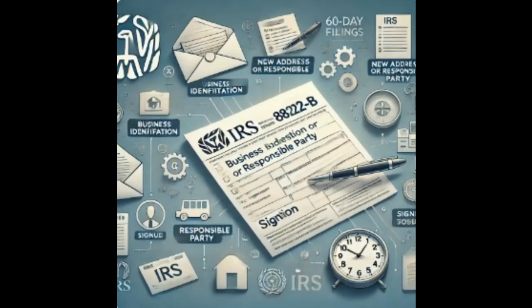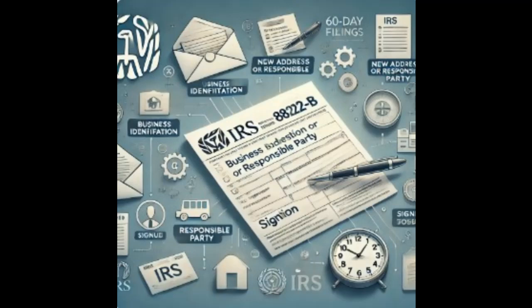When to use Form 8822B. Change of business address: if the business has relocated to a new physical or mailing address. Change of responsible party: when the individual or entity responsible for controlling, managing, or directing the business changes, e.g., a new CEO, partner, or trustee. For most entities, the responsible party is the person who has significant control over the company's finances and operations.